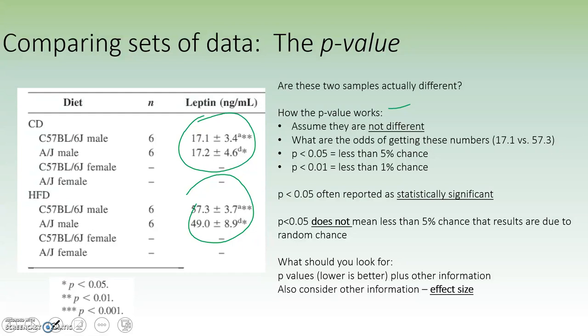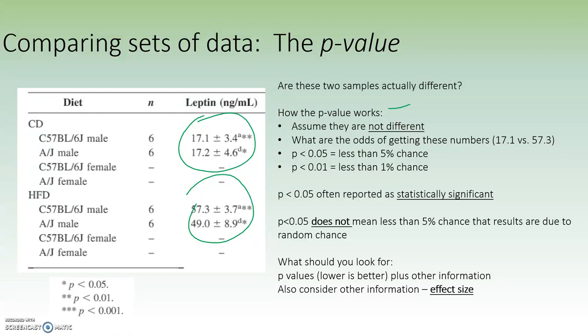It is a fairly common practice to report p-values below 0.05 as statistically significant. But that can be misleading. A p-value less than 0.05 does not mean that there is only a 5% chance that the difference is due to random chance. Again, it assumes there is no difference and calculates what the probability is that we would still see these numbers. So how should you use the p-value?